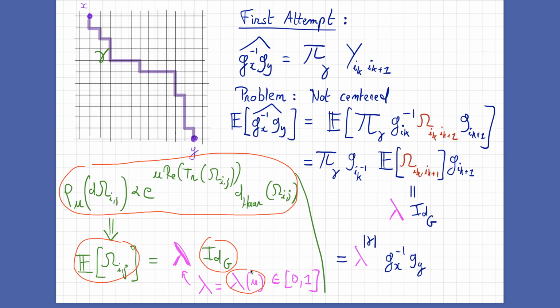And the higher U is, the more the noise is like a Dirac mass at the identity, so the higher lambda is. And the smaller U is, the smaller lambda is. So with little noise, you almost have lambda equals one. With huge noise, lambda would even be equal to zero if you have the Haar measure. So what you end up with is that the expectation of your estimator when you average over the noise is exactly what you want to recover, but it's not centered because you have this lambda to the power of the length of the path. And if the path is huge, well, you basically have a zero expectation. So this is not good.